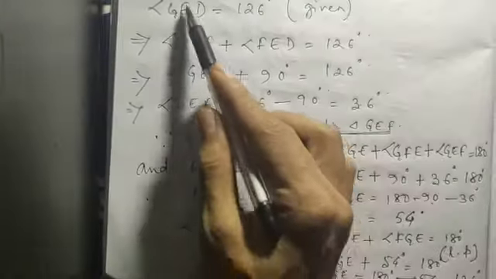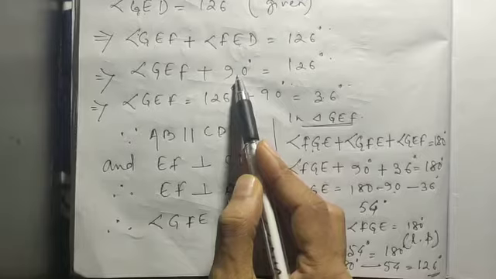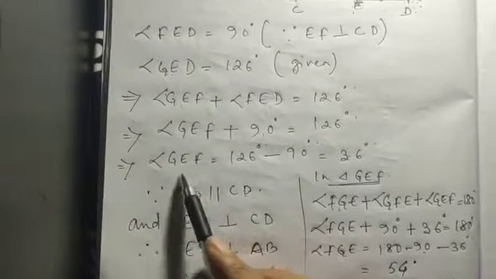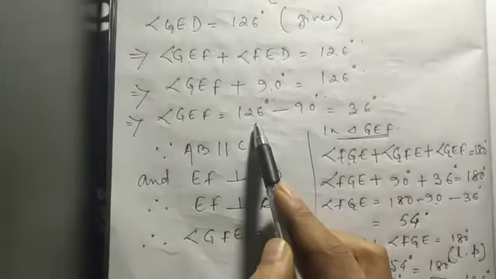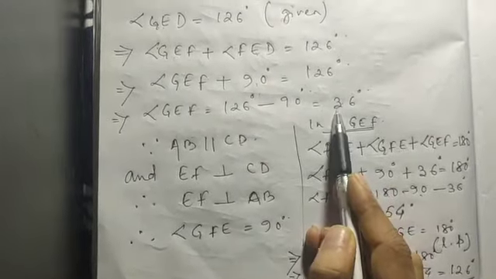Now writing G in place of GED, GEF plus FED equal to 126. Putting the value of FED as 90, that we have seen here, right? So GEF equal to 126 minus 90, that is 36 degrees. Now AB is parallel to CD here.